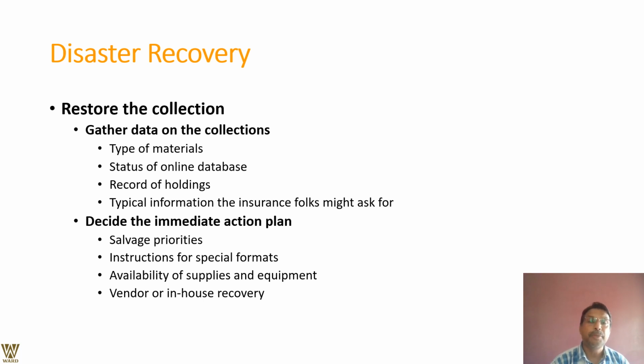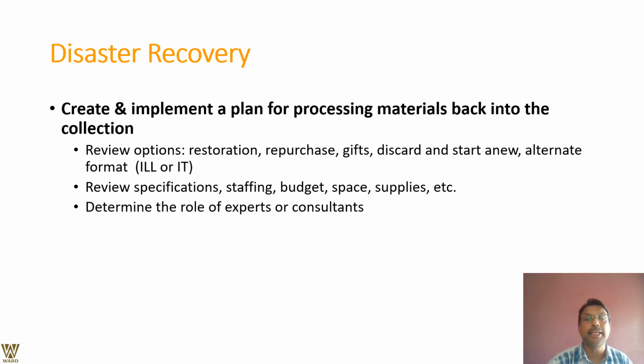Restoration of collection, what are we looking into? The types of material, the types of life, the furniture, the living standard, the building, the comfort level, the status of the online databases, record of holdings, everything should be in proper sense, should make sense. Typical information for everybody. The insurance should be paid for. Decide on the immediate action plan in terms of salvaging priorities. Instruction for special formats, availability of supplies and equipment, vendor and in-house recovery as the case might be.